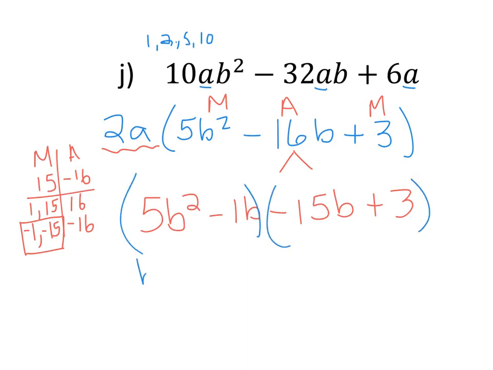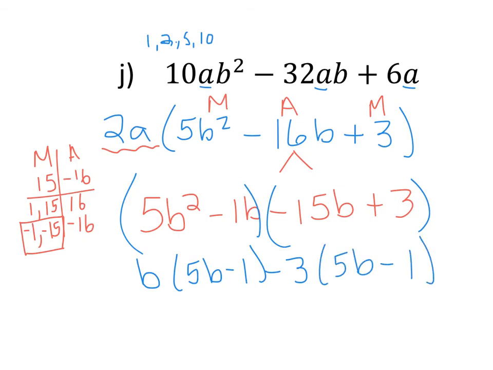The only thing in common in the first grouping is b. I'm left with 5b minus 1. In the next grouping, I know I have to pull out a negative because I have a minus sign here and I need a minus sign there, and they have a 3 in common. So this would be 5b minus 1. 5b minus 1 is in common. My leftovers are b minus 3. And remember to bring down that 2a.